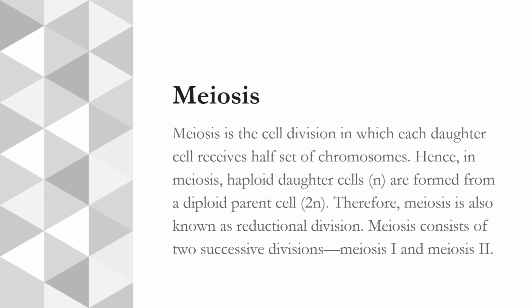Meiosis. Meiosis is the cell division in which each daughter cell receives a half set of chromosomes. Hence in meiosis, haploid daughter cells are formed from a diploid parent cell. Meiosis is also called reductional division because haploid cells are formed from diploid cells. That's why it is called reduction division. It consists of two successive divisions, meiosis 1 and meiosis 2.